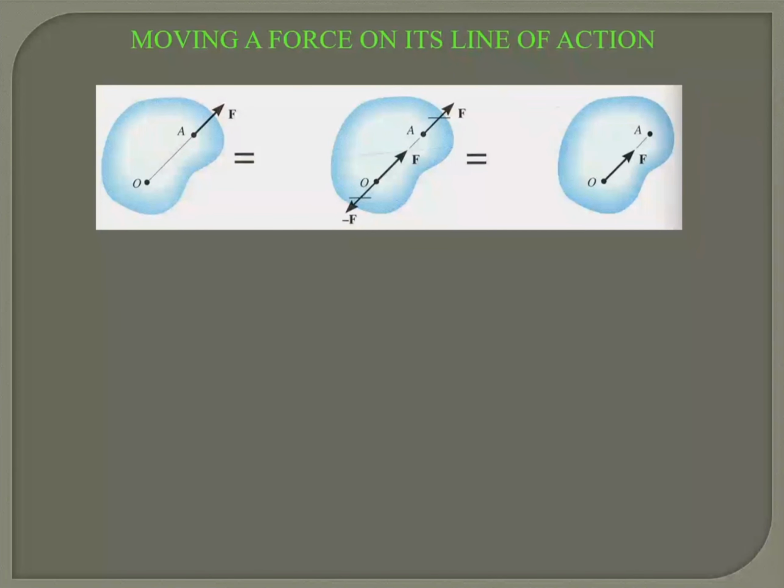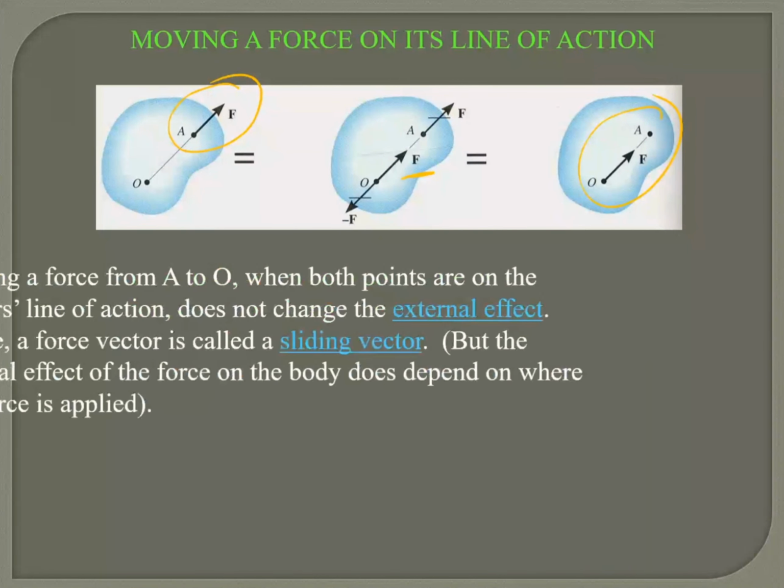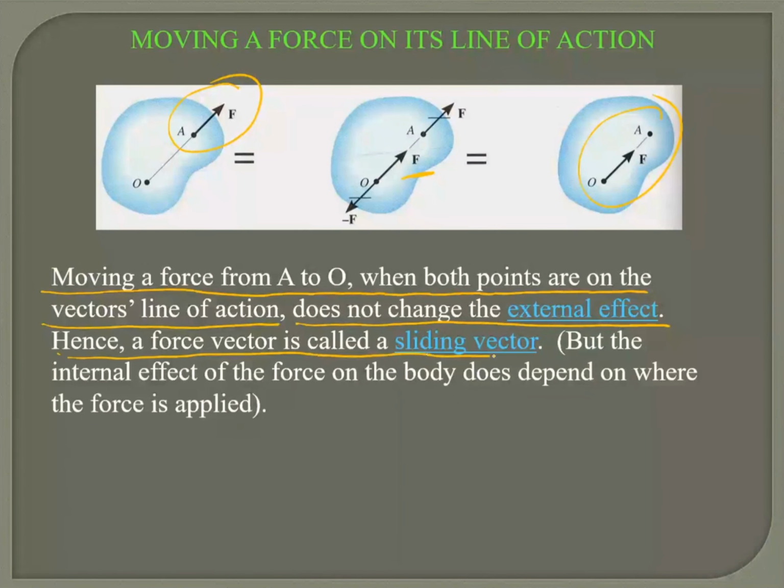Moving a force along its line of action: you've got this force being applied at A, you bring it back to O, it's the same effect. Remember the hand example, I was telling you, pull it from here or pull it from here, the effect on the wall is the same. So it says here that moving a force from A to O, when both points are on the vector's line of action, does not change the external effect. Hence, the force vector is called a sliding vector.